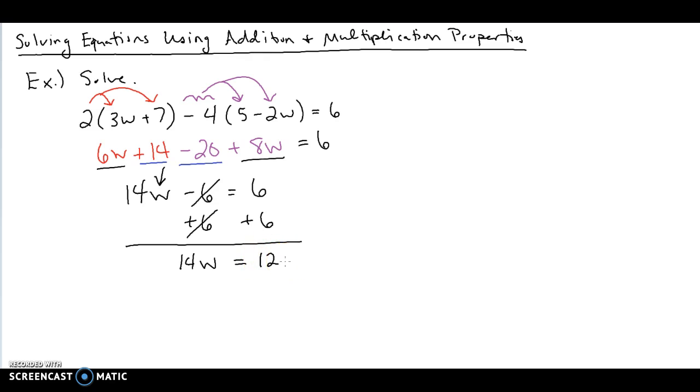So, how do we finish this problem out? Well, to finish solving for w, since this is 14 times w, I'm going to undo multiplication, which is done by dividing. So I'm going to divide both sides by 14. So 14 divided by 14 gives me a 1w, which I can write down as a w. And then 12 divided by 14, that doesn't go into it. However, we can reduce it. So 12 and 14 are both divisible by 2. So 12 divided by 2 is a 6. 14 divided by 2 is a 7. So this thing reduces down to be 6/7. So w is equal to 6/7. And of course, I can check that by plugging it back in if you want to.